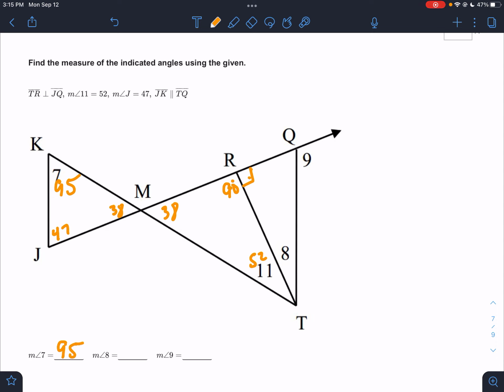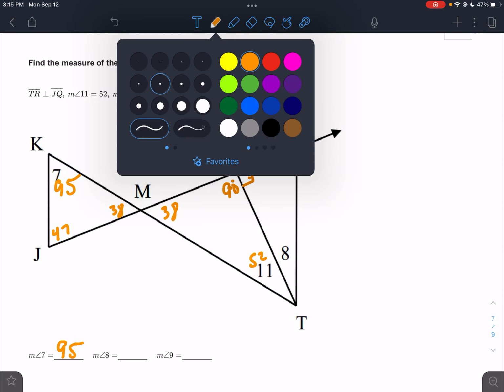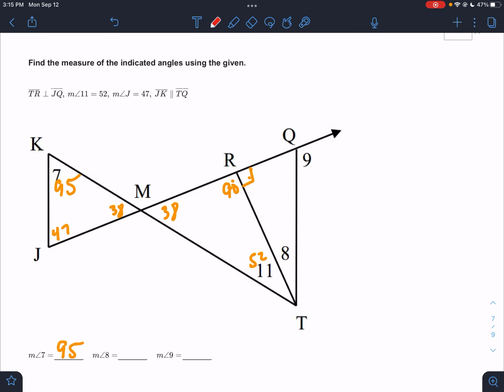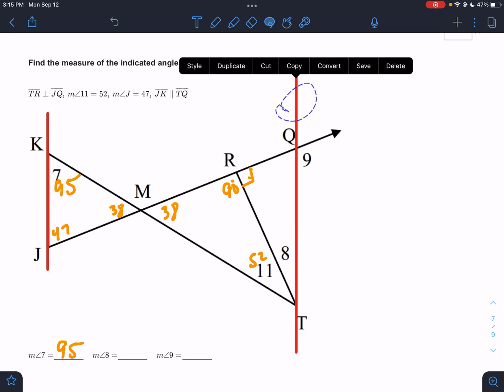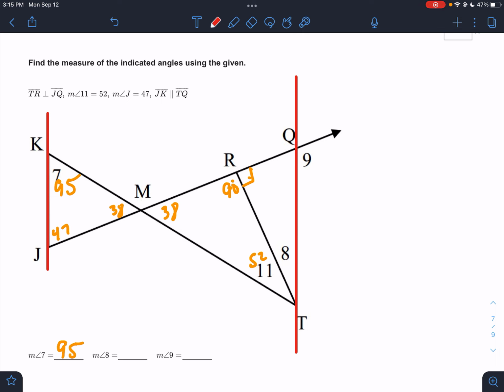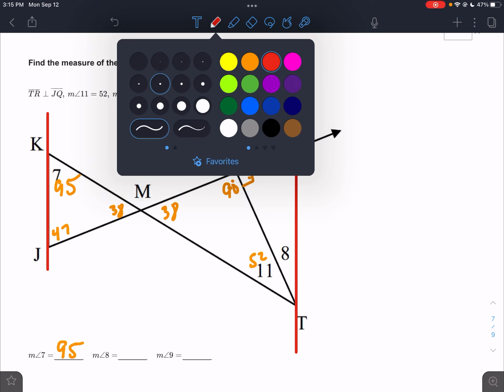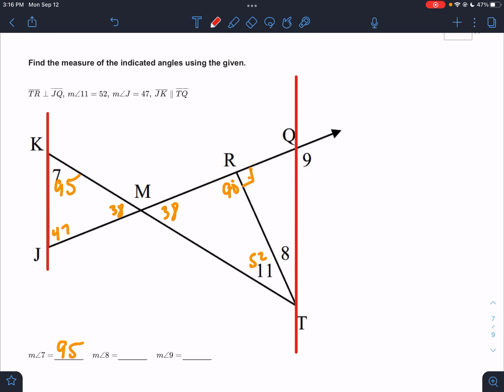Well, what else can we do? Oh, and there's parallel lines. So I should read the whole thing. JK is parallel to TQ. Okay, now we're talking. So those are parallel lines. My first instinct every time I have parallel lines is the letter Z and the letter C. And I definitely see the letter Z.